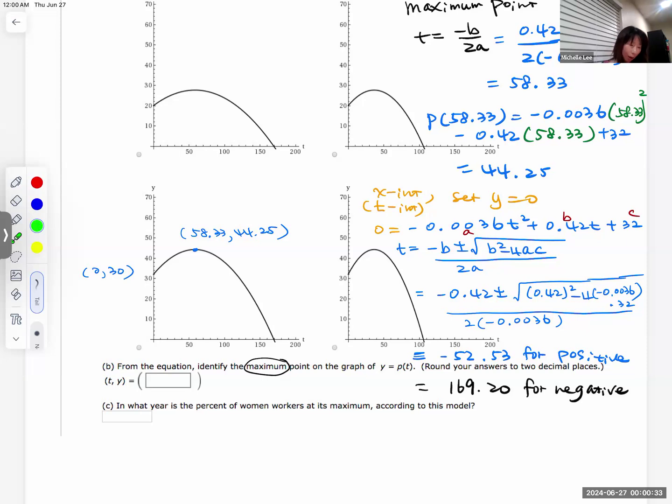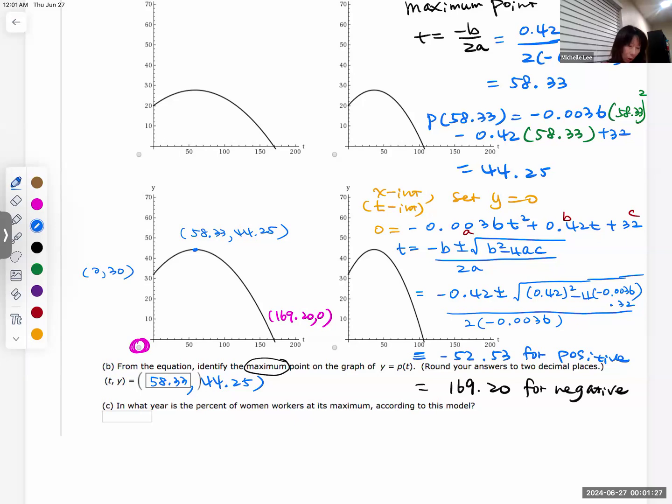All right, so which graph x-intercept in the case t-intercept, right? So 169.20. So this is the one, right? So this is the one. There is 169.20 and 0. Yeah? Okay. Maximum, let's fit it out here. Maximum 58.33, comma, and 44.25, right? Okay. The last one, in what year is the percent of women workers at its maximum according to this model, right?